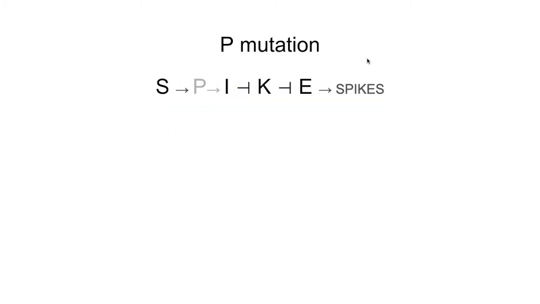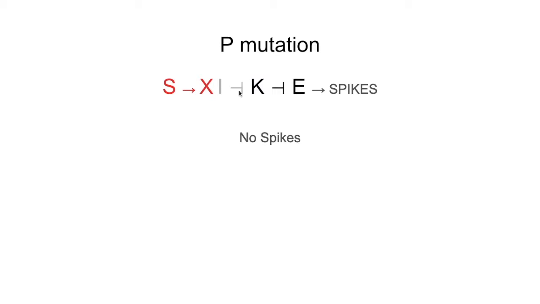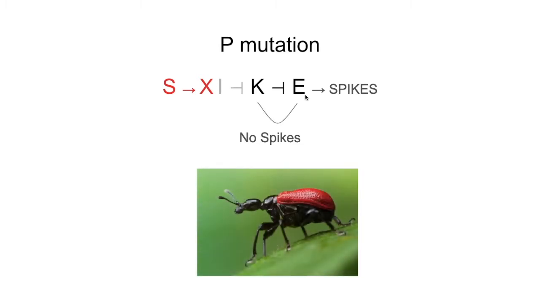If we move into the mutations, if we have a mutation of P, then S would stimulate P, but since it's not there, that's rendered useless. So we can start our network at I, but since there is no P to stimulate I, then there is no I to block K. So then K is able to block E and produce no spikes. And therefore we will have a smooth beetle rather than a spiky beetle.